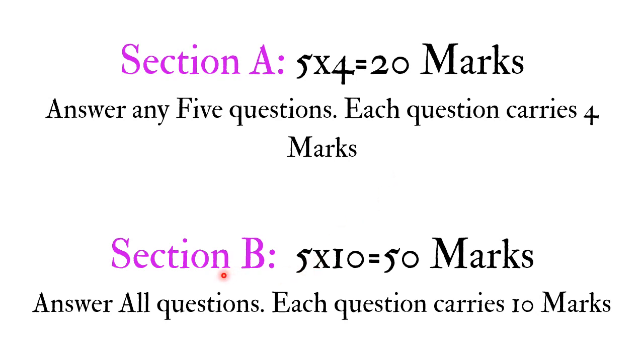Section B is worth 50 marks. The questions range from 9 to 13. Here you have an internal choice. For example, question number 9 has 2 questions from Unit 1 and here you should attempt either of them. Question number 10 is from Unit 2, question number 11 is from Unit 3, 12 is from Unit 4 and 13 is from Unit 5.